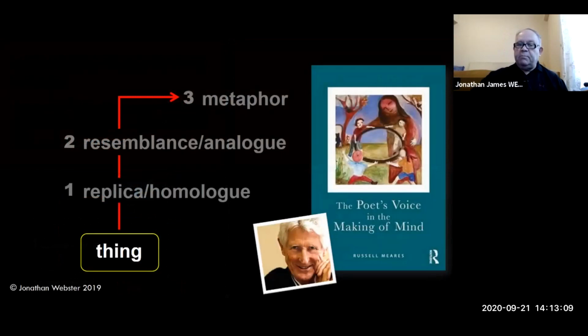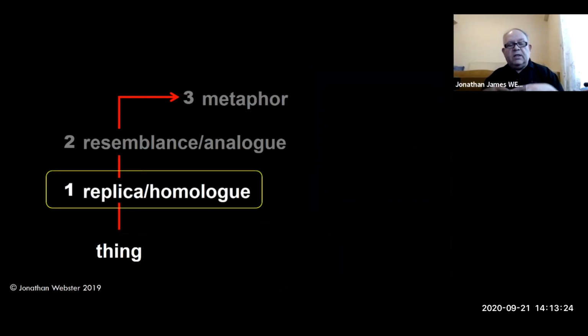Now, I said Mears also has a way of looking at this. Mears talks about it like this, and this comes from, again, his book, The Poet's Voice in the Making of Mind. Yes, it begins with a thing. You have something. And what he's suggesting is that the first stage is you create a replica of something. You have the thing itself, and you have a direct copy of it, all right? And he calls it the homologue.